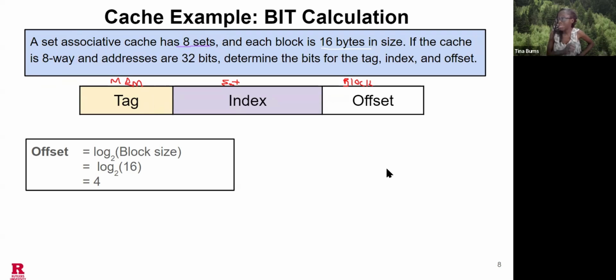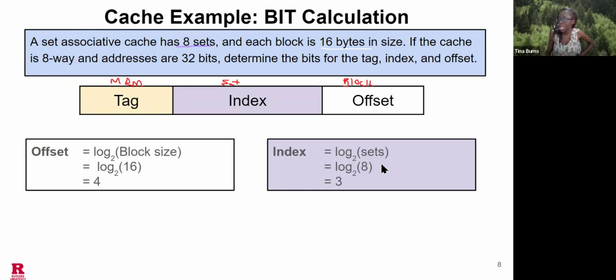Since I know I have 8 sets, I'm going to take the log base 2 of that, and that will tell me how many bits I need to represent that. I have 8 sets. Your blocks are going to be represented in bytes, and your index is going to be represented in sets. So the number of bits I need to represent my sets is going to be 3, because I have a total of 8 sets.